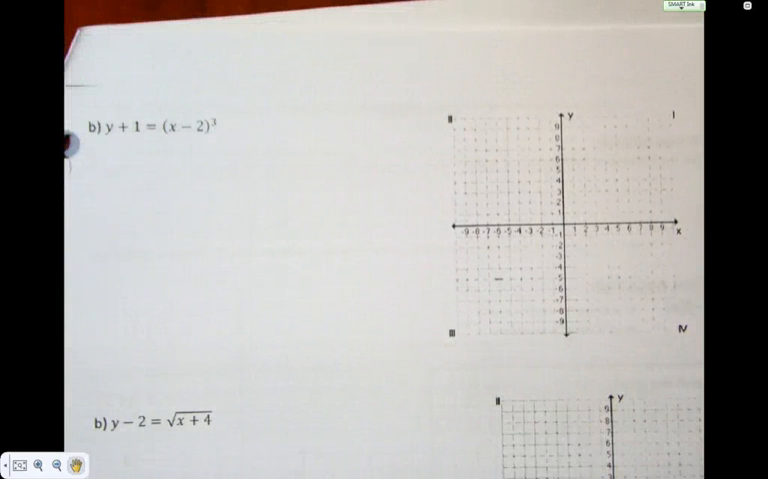Ooh, a cubic. I sense you're mocking me.